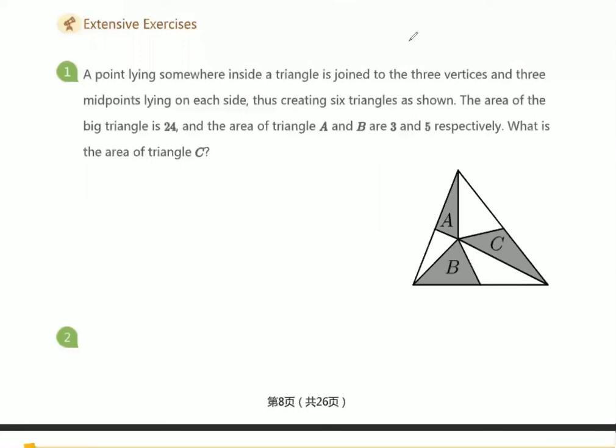Hello everyone, I will be going through the extensive exercise questions as well as the challenge questions on the half area model lesson. So without further ado, let's get straight to it.